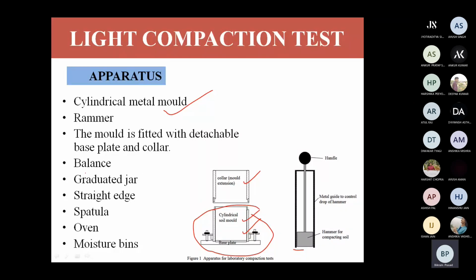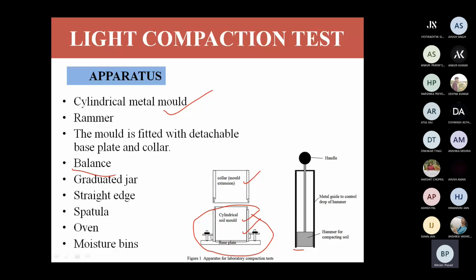So the balance will be there, definitely, and a wet graduated jar will be there to pour the water for getting the moisture content. For what moisture content will there be the maximum dry density of the soil? Basically, we have to find out the dry density and the optimum moisture content, for which moisture content, as we mix the water, the maximum dry density will occur.